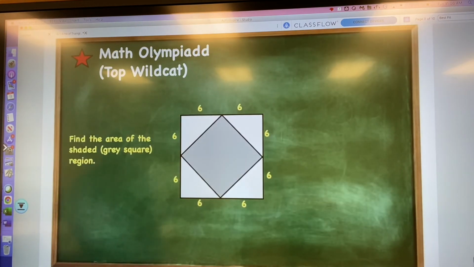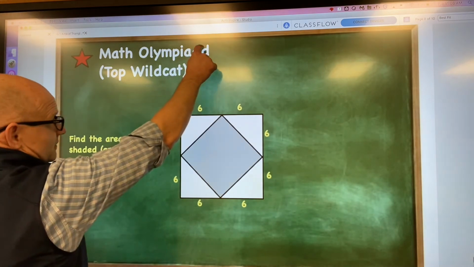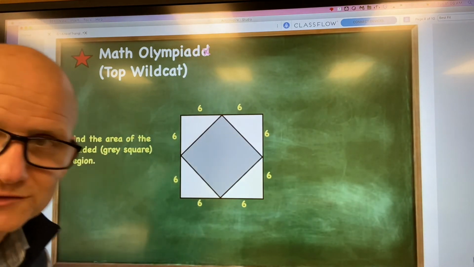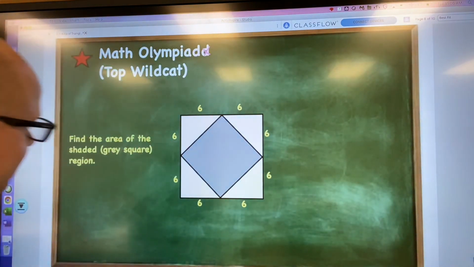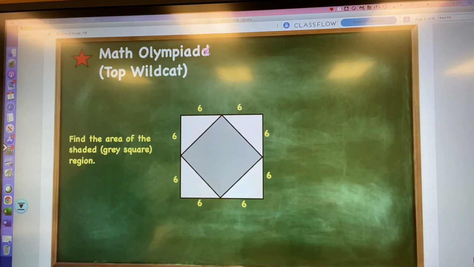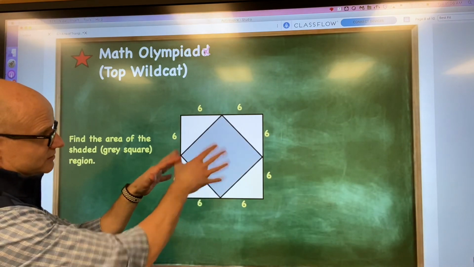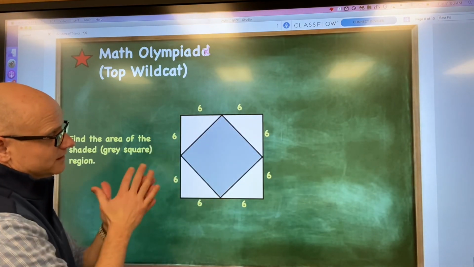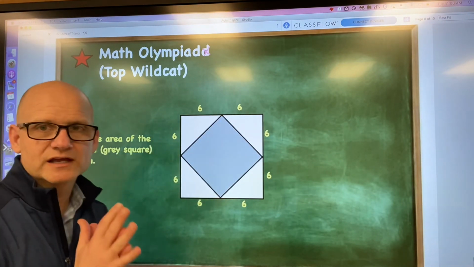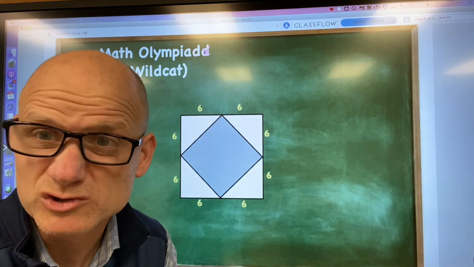And then the last question is a Math Olympiad question. Sorry, Olympiad is only spelled with 1 D. But anyway, find the area of the shaded region. So I have a smaller square that's been turned inside a bigger square. Tell me what would be the area of that shaded region, the smaller square.